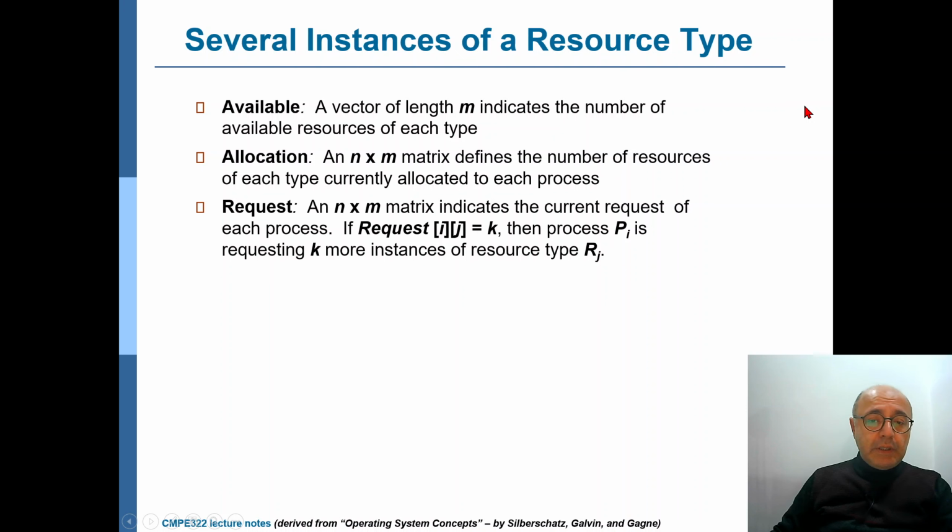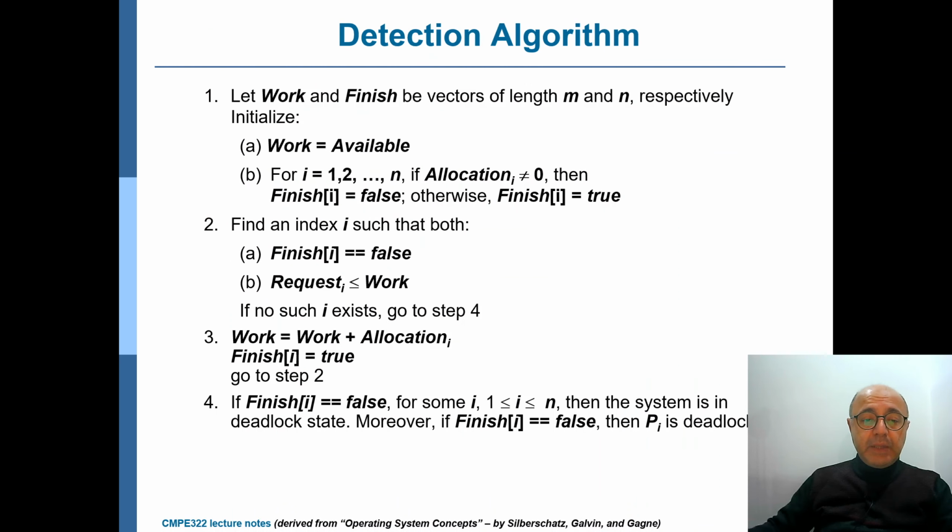So how do you work if you have several instances of a resource type? In that case, we have an algorithm quite similar to the banker's algorithm. I will go over this one very fast. We can have the available vector, which is a vector of length m for all resource types. We have the allocation matrix as we did before, and also the request matrix. These are very similar to what we already did in the banker's algorithm. The detection algorithm is also similar. Again, we have the work and finish vectors. Work is initialized to available.